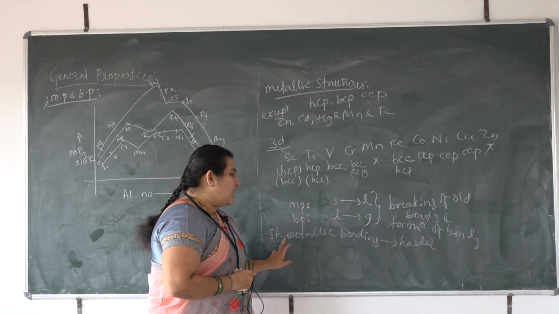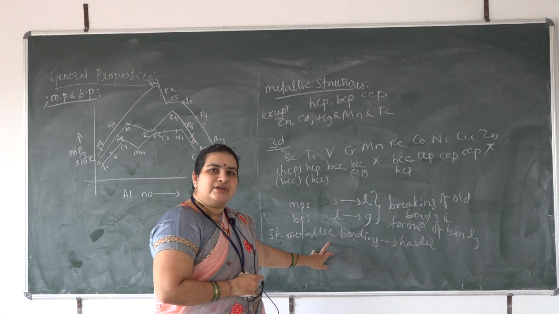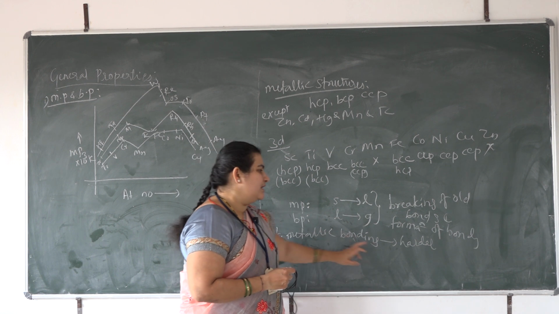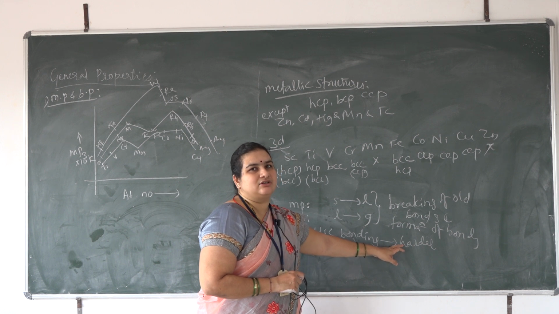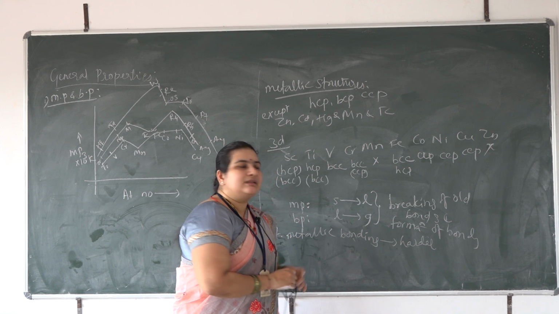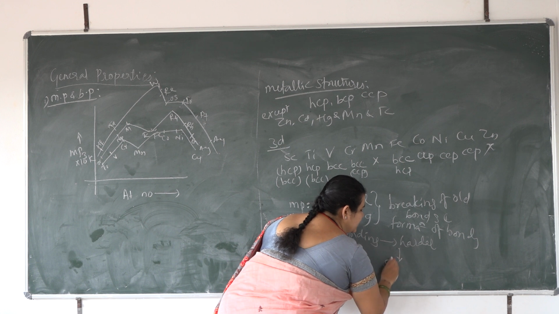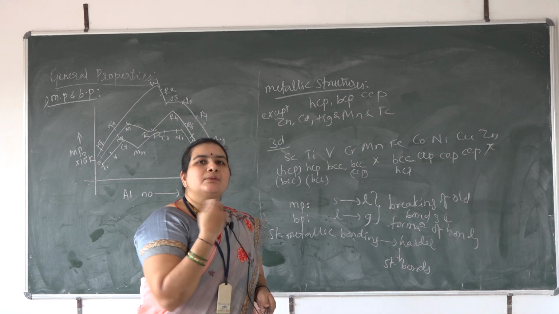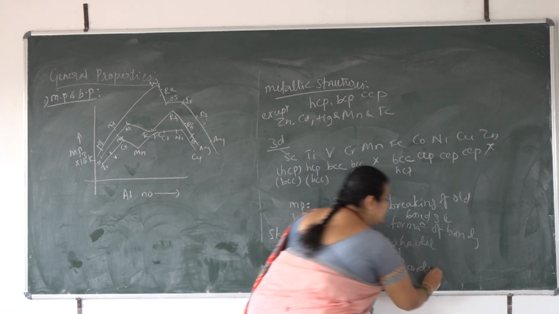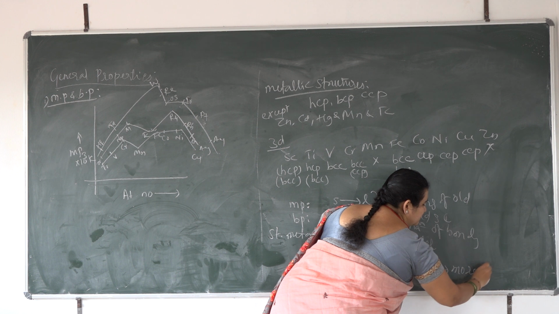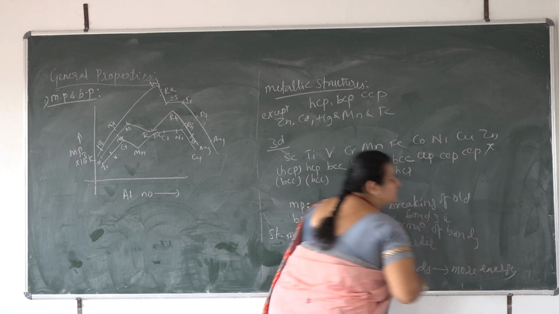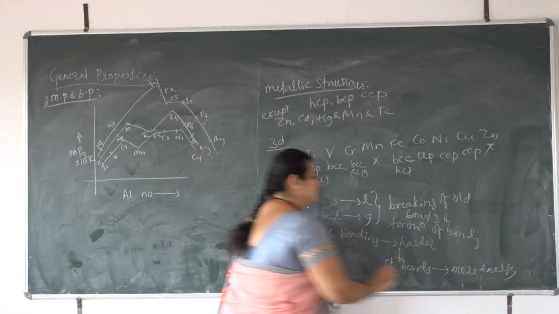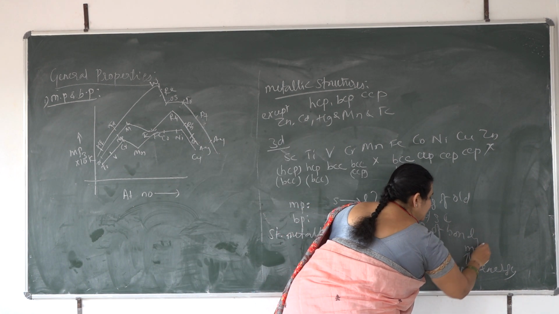So in case strong metallic bonding is there, the metal becomes harder in nature. Harder means they are held by strong bonds, and strong bonds require more energy to be broken. More energy is required to break the strong bonds, so the melting point will be high.